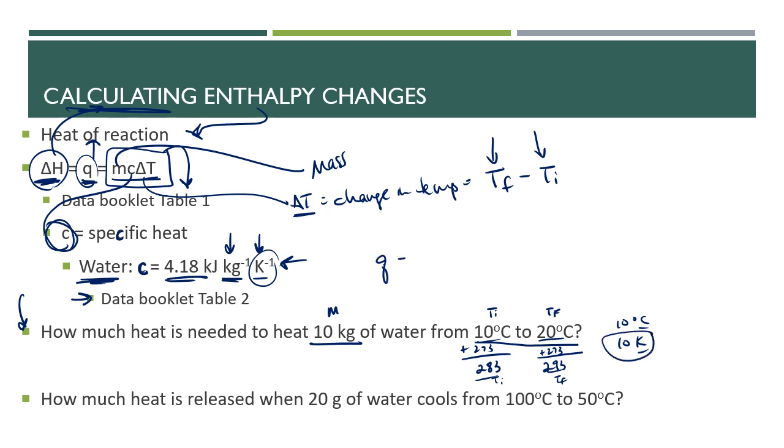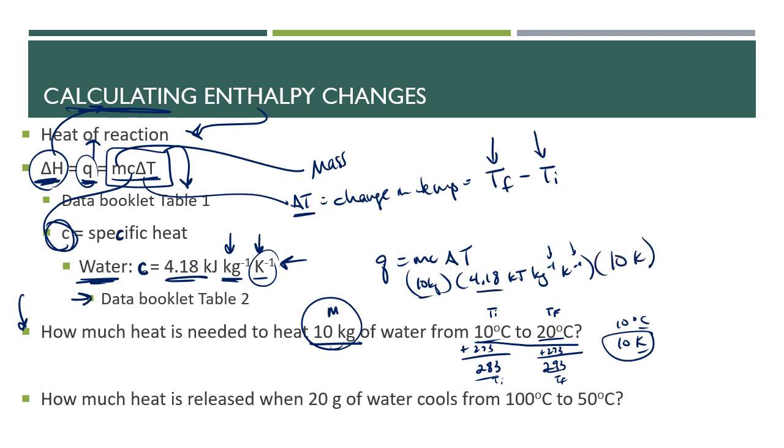Q equals MC delta T. Here's my M, 10 kilograms. Specific heat, 4.18 kilojoules per kilogram per Kelvin. Remember that my negative exponents mean divided by, right? So my per's in the denominator. And then my delta T was 10 Kelvin. 10 times 4.18 times 10.